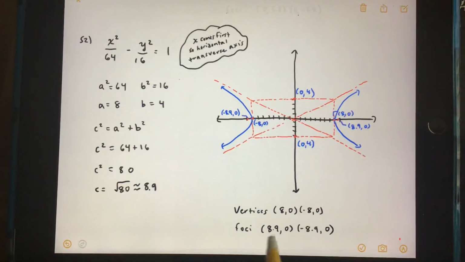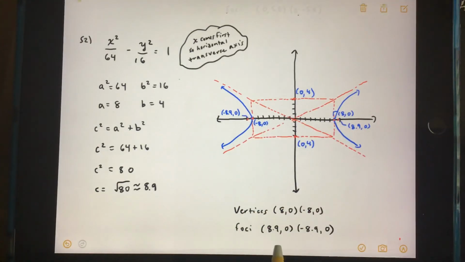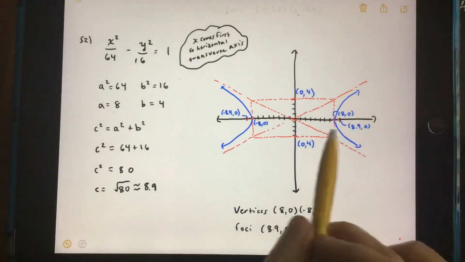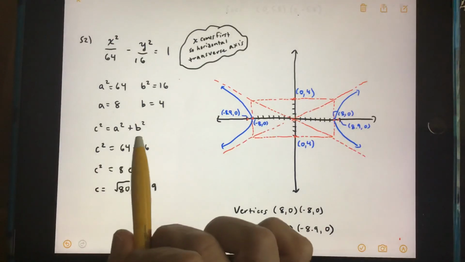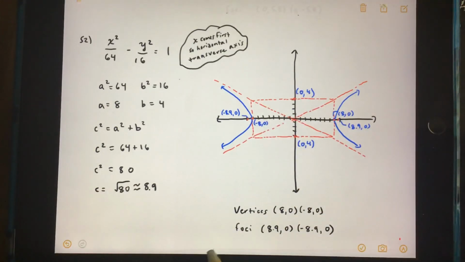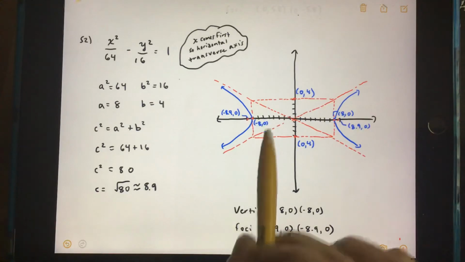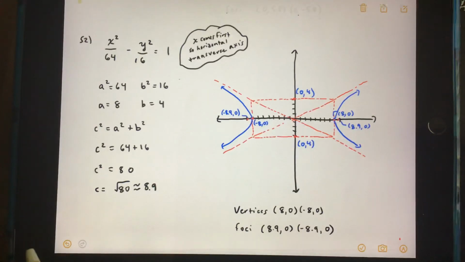Okay, so we know our vertices are going to lie on the horizontal axis. That'll be the x-axis in this case, (8, 0) and (negative 8, 0). Here they are. Our foci at (8.9, 0) and (negative 8.9, 0) come from our c number. Of course, they will be on the same axis as our vertices. And then our b numbers that we arrived at up here, b is 4, those will be on the y-axis in this case, and we can use the values that we receive for a and b to create our rectangle, draw our asymptotes through that rectangle, and then from there open the branches of our hyperbola left and right such that those branches will approach the asymptotes but never touch or cross over the asymptotes.